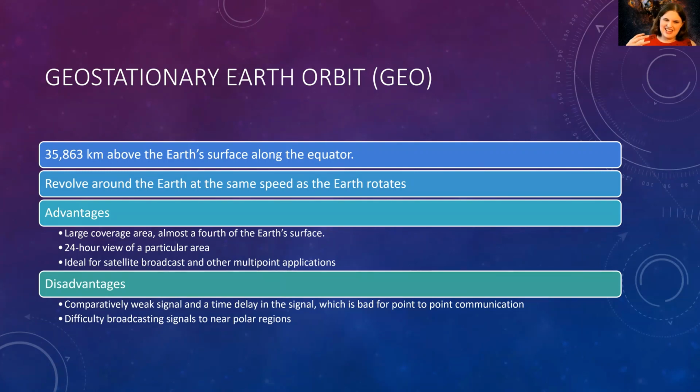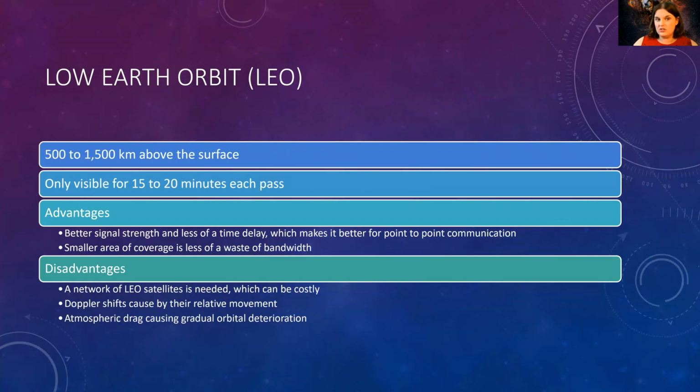Also, the problem is it has difficulty with the near polar regions, because since it's so close along the surface of the equator, once you start getting the curvature towards the poles, it doesn't quite reach. So let's look at where's the next one to do.